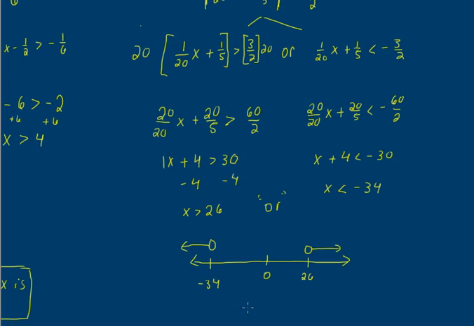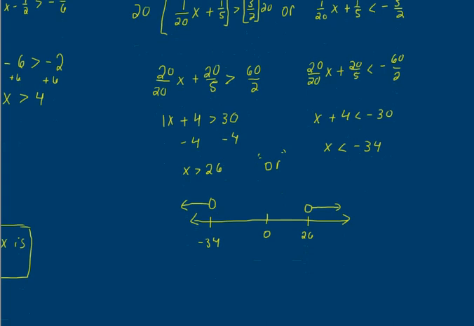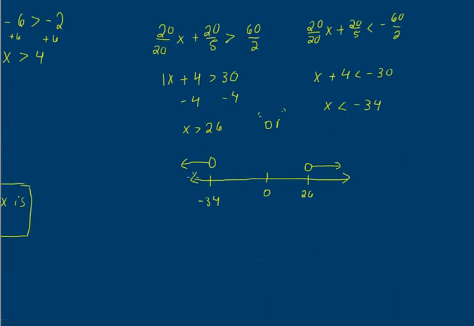Just like that. And that's the graph, but the actual answer asks for the verbal description. And the verbal description has to use the or. So we have x is greater than 26, or less than negative 34.